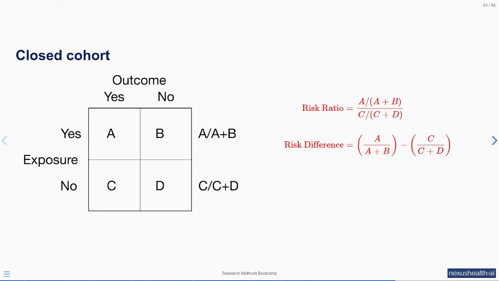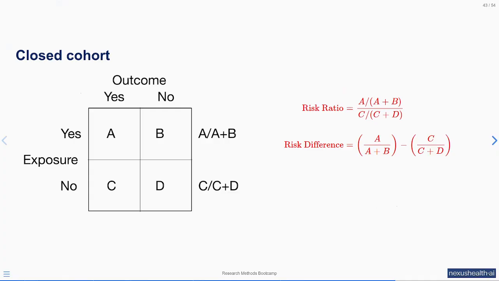The risk in the non-exposed group is given to us by the number of those who develop the outcome divided by all those in the non-exposed group. So that's C divided by C plus D. And so to get the risk ratio is simply to divide the risk of both. The risk difference is just to subtract the risk in those who have not been exposed from the risk in those who have been exposed. And so that's also what is known as the attributable risk. Remember that. So A over A plus B minus C over C plus D, that gives us the risk difference.